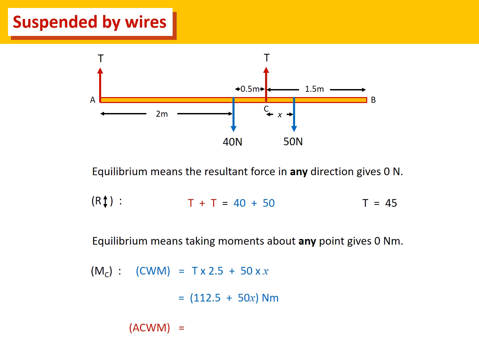And the anti-clockwise moment is given to us by the single force of 40 newtons. So it's 40 times 0.5, and that's 20 newton meters. Clockwise moment equals the anti-clockwise moment, which gives us 112.5 plus 50x equals 20, and that gives us x equals negative 1.85.